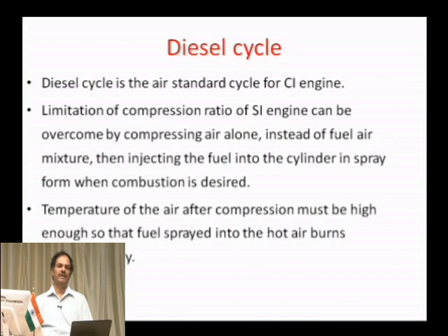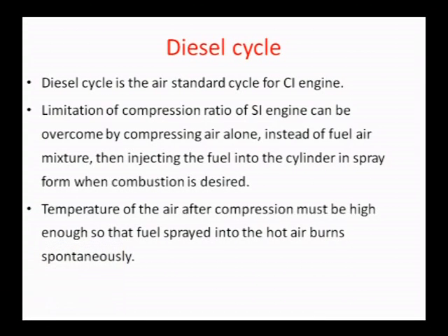Now, diesel cycle is the air standard cycle for the compression ignition engine. So, the Otto cycle is the air standard cycle for spark ignition engine, whereas diesel cycle is the air standard cycle for compression ignition engine. Now, the limitation of compression ratio of spark ignition can be overcome by compressing air alone. So, in the case of the spark ignition engine, the efficiency of the Otto cycle depends on the compression ratio. So, you cannot increase beyond certain limit in the case of Otto cycle, that we have discussed.